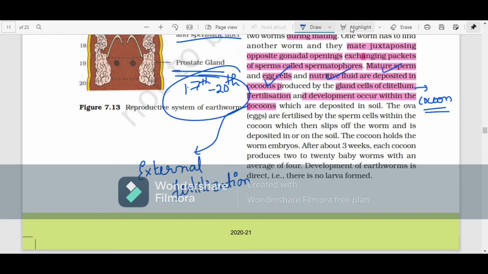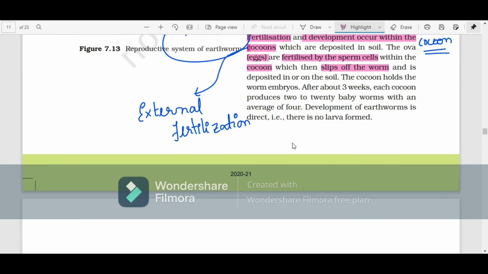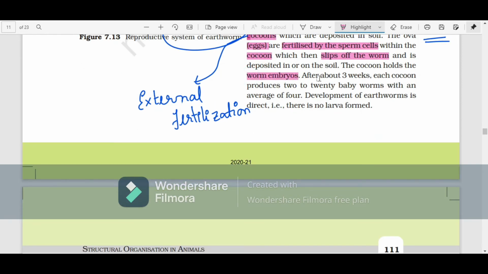The ova, the eggs, are fertilized by the sperm cells within the cocoon. That will happen within the cocoon, and then it slips off the worm and is deposited in the soil. So the cocoon holds these worm embryos, right? After 3 weeks, each cocoon produces 2 to 20 baby worms with an average of 4. On average, 4 baby worms is for sure. So development is direct. You have never heard about any larva, right? So no larva is formed. You can remember these numbers easily: 2, 3, 4.